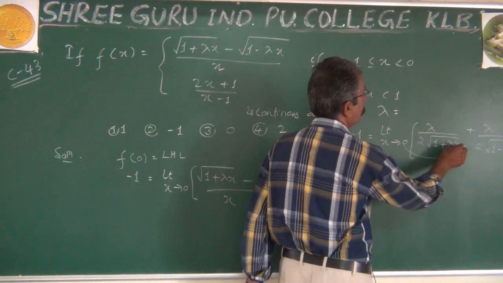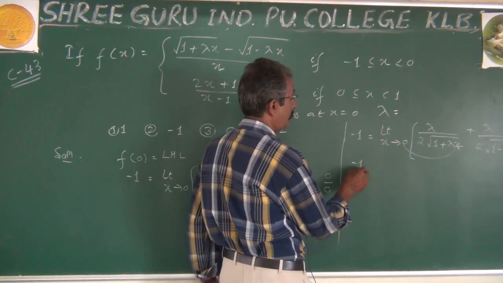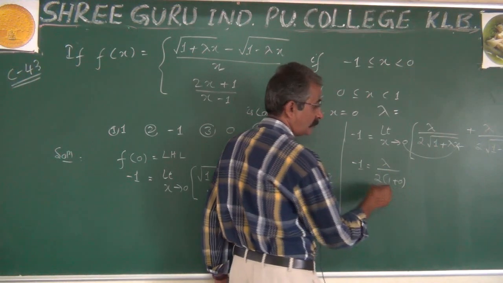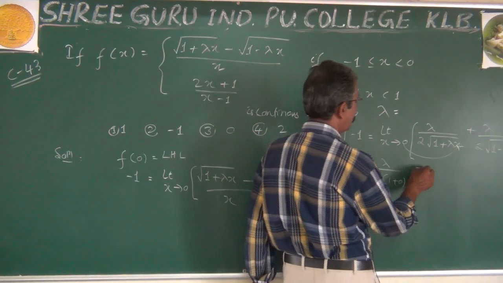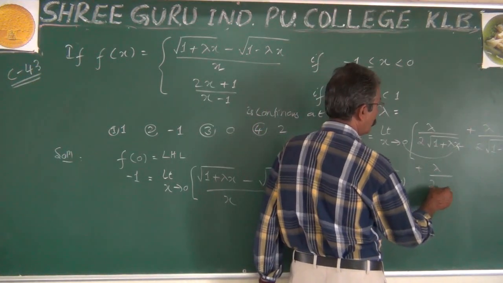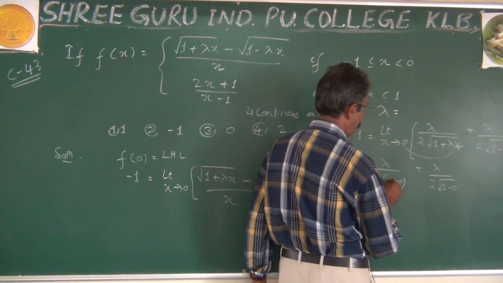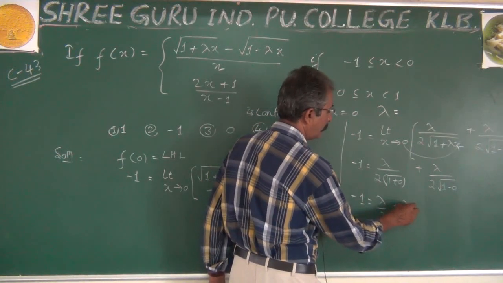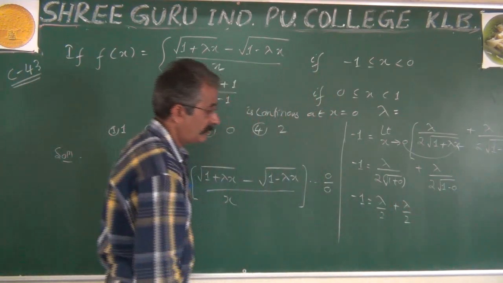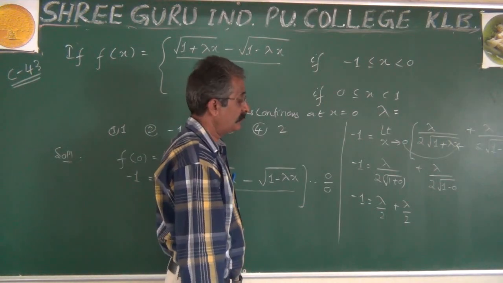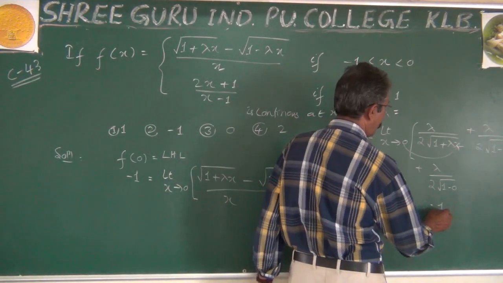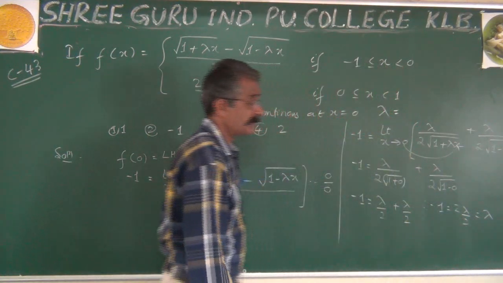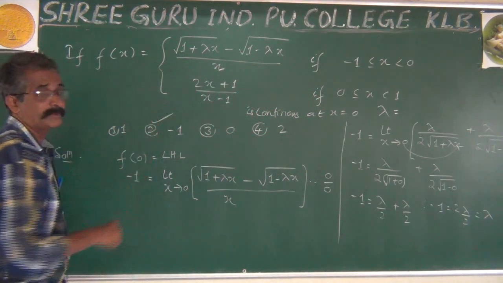Replace x by 0. On replacing x by 0, minus 1 equals lambda by 2 into root of 1 plus 0, though there is a root, root of 1 is 1, plus lambda by 2 into root of 1 minus 0. That is minus 1 equals lambda by 2 plus lambda by 2, which is lambda. Hence minus 1 equals 2 lambda by 2, nothing but lambda. So lambda is minus 1. The second option is the correct one.